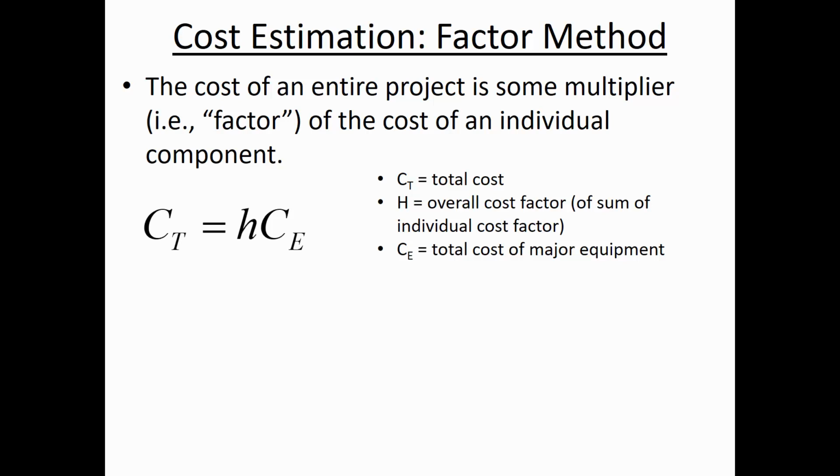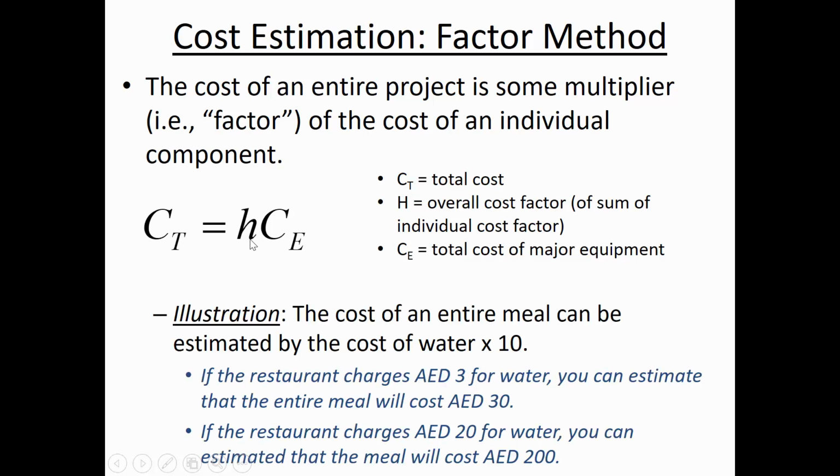So the idea there is that you can predict an entire thing, like the cost of a meal, which has many more components than just water. It's not that I was going to order 10 bottles of water and that's what my whole meal was. It was just that the cost of one thing is broadly representative of the expenses that you're going to have for other components as well. So what this is saying is you find the cost of some component, some major equipment, and you find a cost factor H, and so if routinely you're spending a certain percentage of your overall budget on one component, then you can use that relationship to predict things in the future.